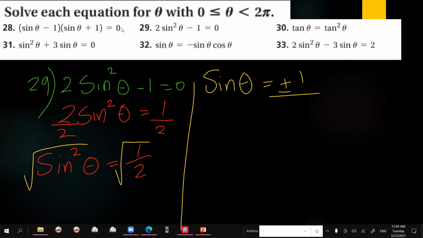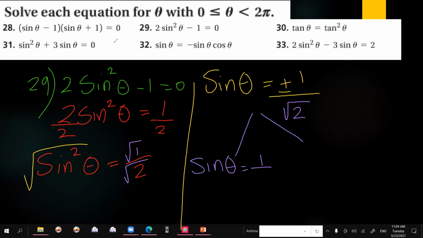Then here, as you know before, we distribute the square root onto the numerator and into the denominator. So it will be positive or negative 1 over square root of 2. That means here we have two values. Sine of theta could be 1 over square root of 2, and sine of theta could be negative 1 over square root of 2. After we have this, now we need to find the angles. Until here, is it clear?